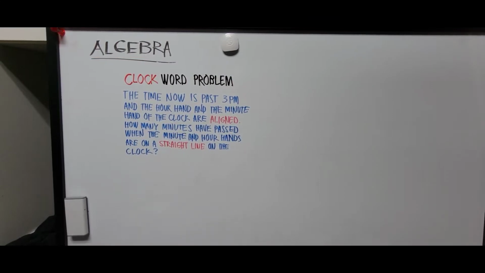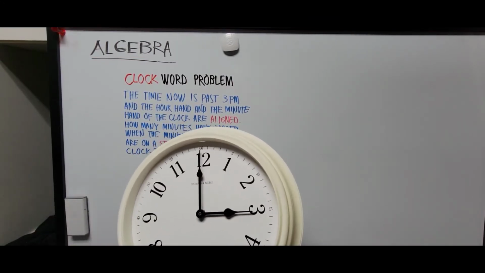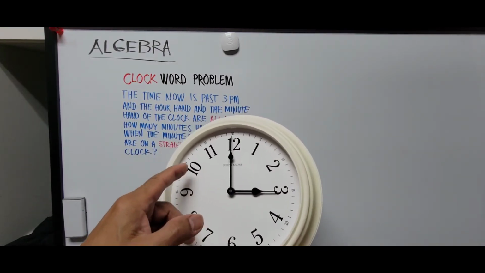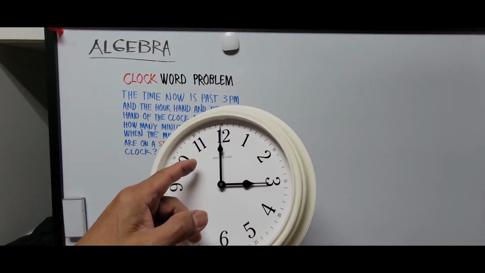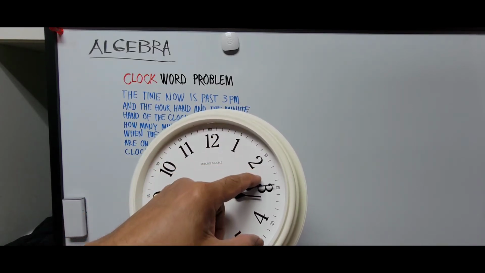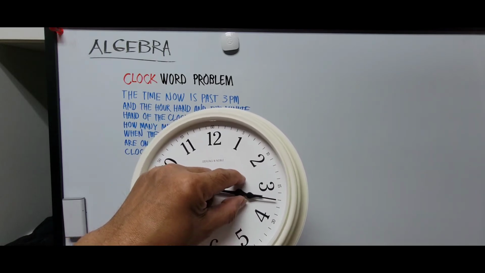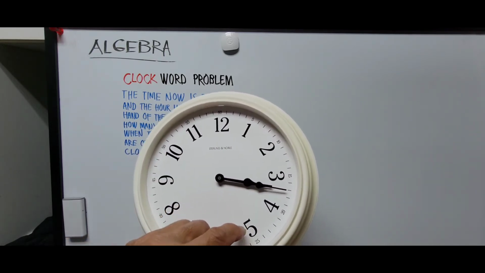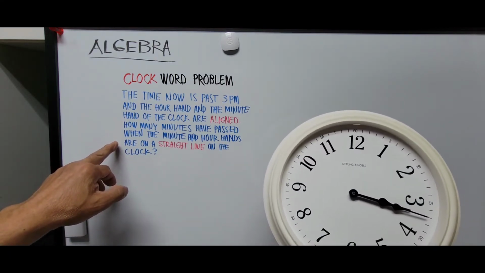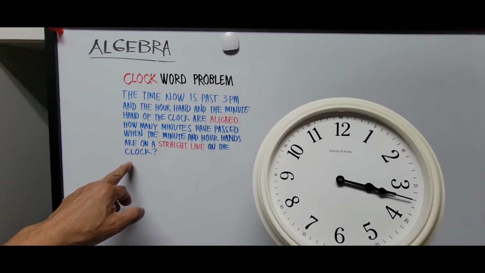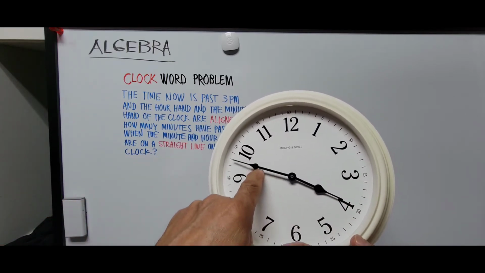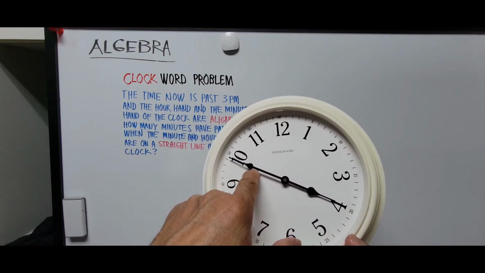To explain the problem, we have an actual analog clock over here. The time now is past 3 p.m. and the minute hand and the hour hand are aligned. So that means this hour hand and the minute hand are aligned like that, exactly aligned. Then it's asking how many minutes have passed when the minute hand and the hour hand are on a straight line on the clock. That means when this hour hand and minute hand are aligned exactly on a straight line like that.